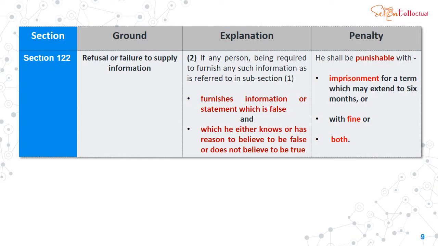Section 122, subsection 2. On the ground of refusal or failure to supply information, if any person being required to furnish any information as referred in subsection 1 furnishes false information or statement, which he either knows or has reason to believe to be false and does not believe to be true, then he will be punishable with imprisonment which can extend to 6 months, or with fine, or with both.